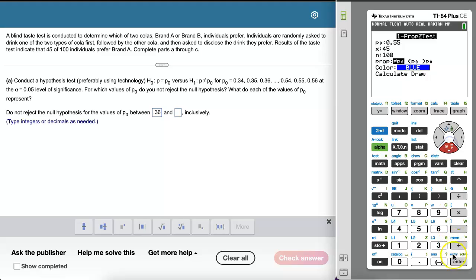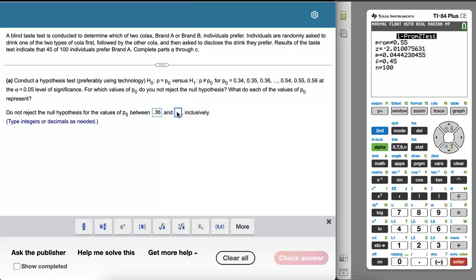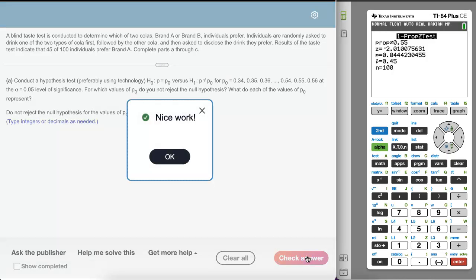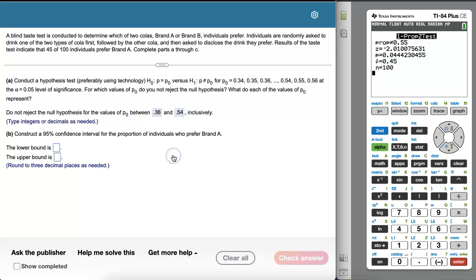Okay, here I would reject. So the last value of the proportion I would not reject was 0.54, and everything in between there I would not reject. If you really want to see, you could go through and type in every value, but everything in between 0.36 to 0.54 as far as a proportion goes does not meet that level of significance. So I would not reject the null hypothesis.